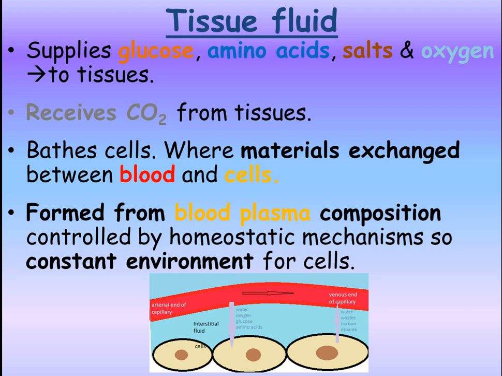from the tissues. So as I said before, it is the solution that bathes the cells, where materials are exchanged between blood and cells, and it is formed by blood plasma. And the composition of it is controlled by homeostatic mechanisms, so it creates a constant environment for the cells. So key things are, it bathes cells, it supplies glucose, amino acids, salts and oxygen to the tissue cells, and it receives carbon dioxide from the tissues.